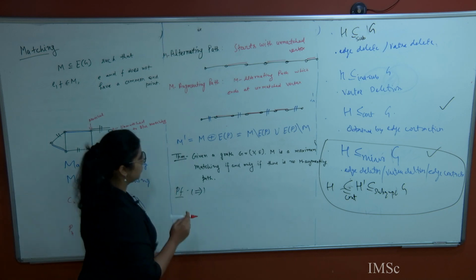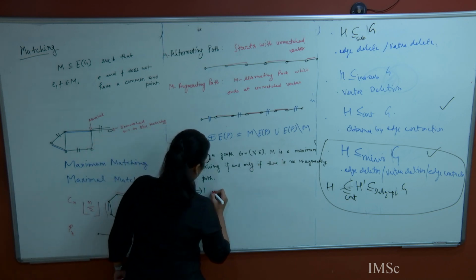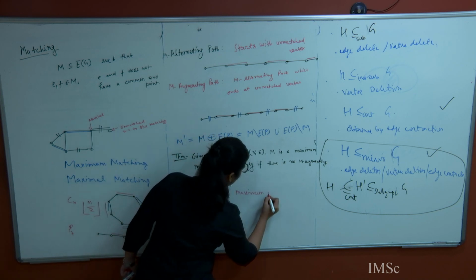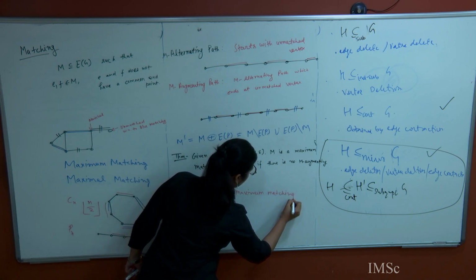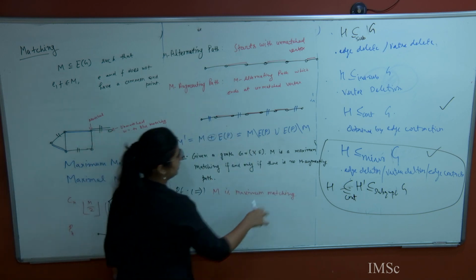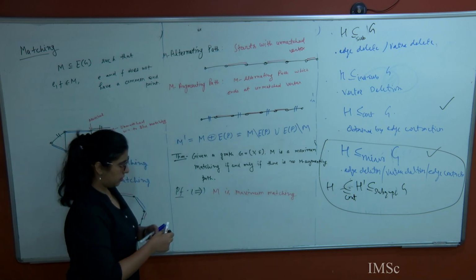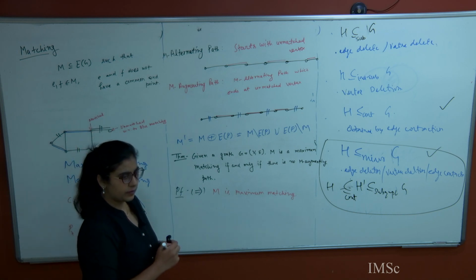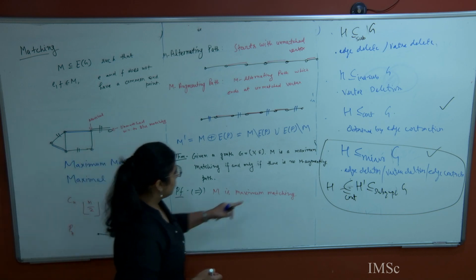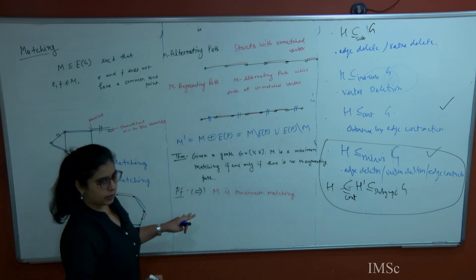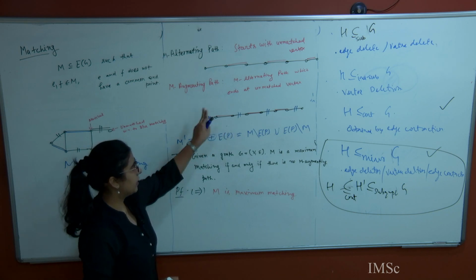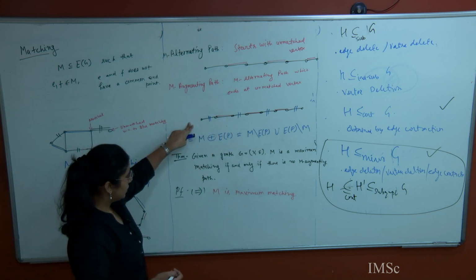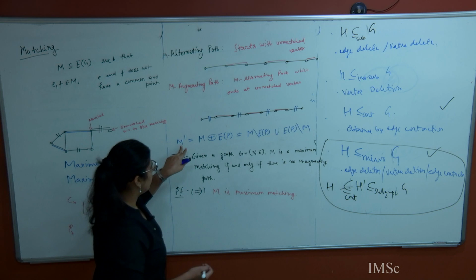So what is given to you? We have a matching, and we are saying that M is a maximum matching. And we have to prove that there is no M augmenting path. How will we prove it? Suppose there is an augmenting path. Yes, suppose there is some M augmenting path, then I can augment it and I'll get a matching with bigger size, larger size. So I'll take this path.